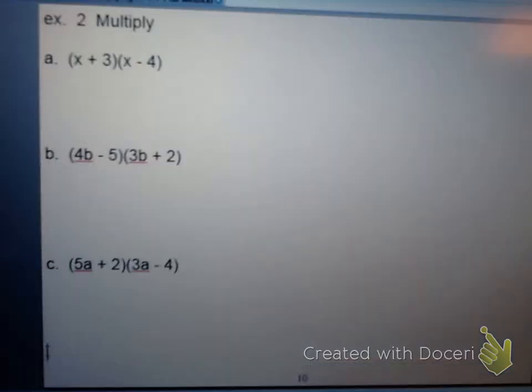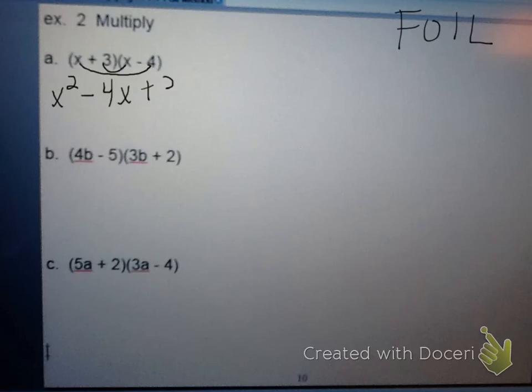Example 2. Again, we are going to multiply two binomials. We use the FOIL method. x times x is x squared. Your outside term is a negative 4x. Your inside is a positive 3x. And your last, again, we're going to multiply. Positive 3 times a negative 4 is a negative 12. Combine your two middle terms. Negative 4x and 3x is a negative 1x, or you could just say negative x minus 12.